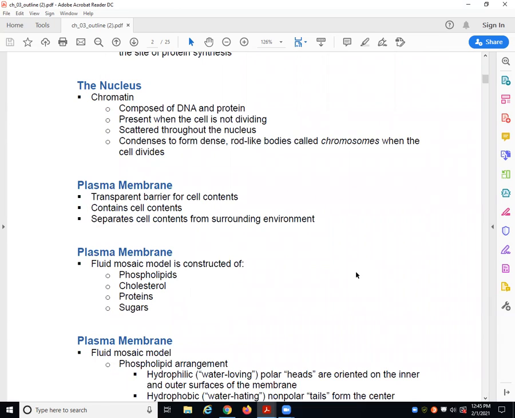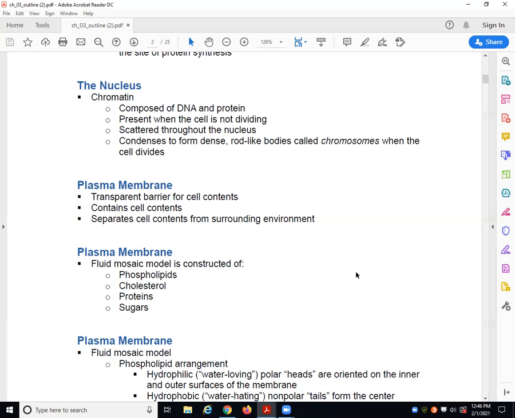Okay, third component, chromatin. Chromatin is made up of DNA and protein. Take DNA, add some protein to it. And when do you see chromatin? Well, you see it when the cell is not going through division. Okay, no mitosis. When it's in mitosis, you see something else.